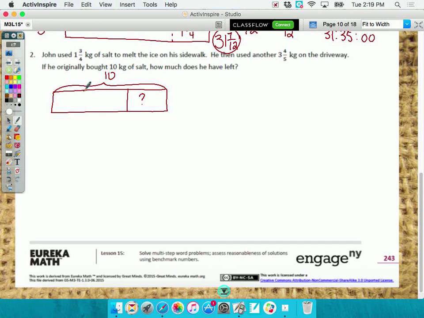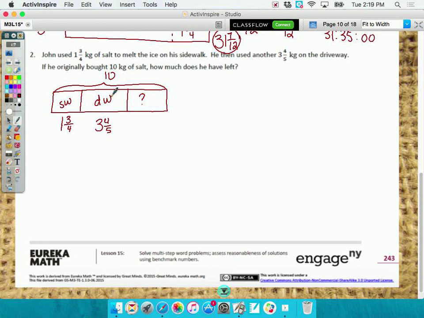How much did he use? 3 4/5 and 1 and. So 1 3/4 was the sidewalk. 3 4/5 was the driveway. Notice those are both compound words. Yeah. I don't know why I noticed that.